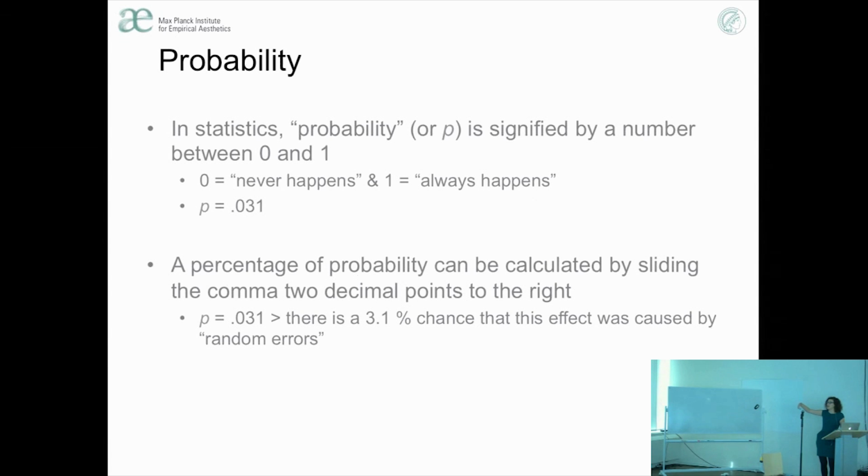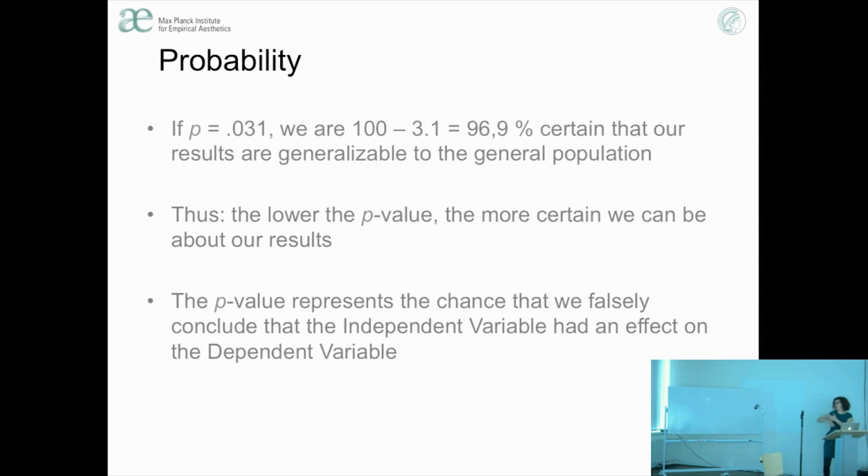You can turn such a p-value into a percentage of probability, which is easier to work with, by just sliding the decimal point two places to the right. So a p of 0.031 is a 3.1% chance that this effect was caused by random errors. So that's good. That's a very low chance. To put a different perspective on it, we could also turn it around and look at it slightly differently.